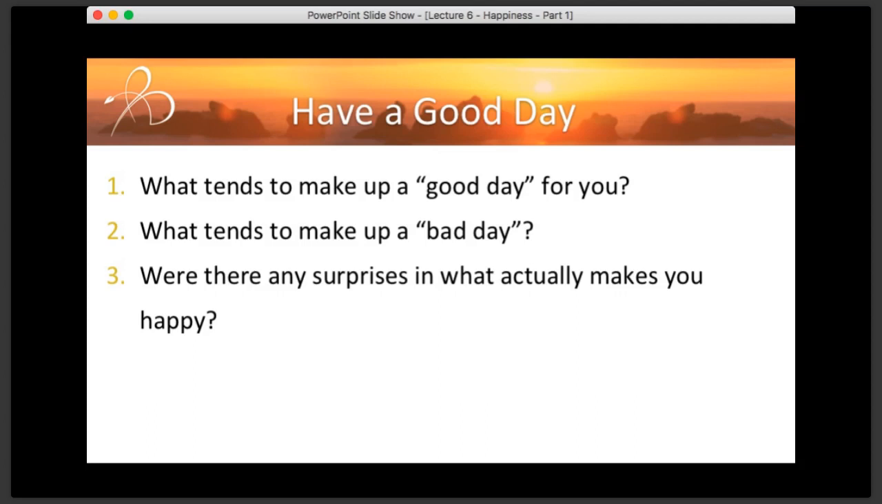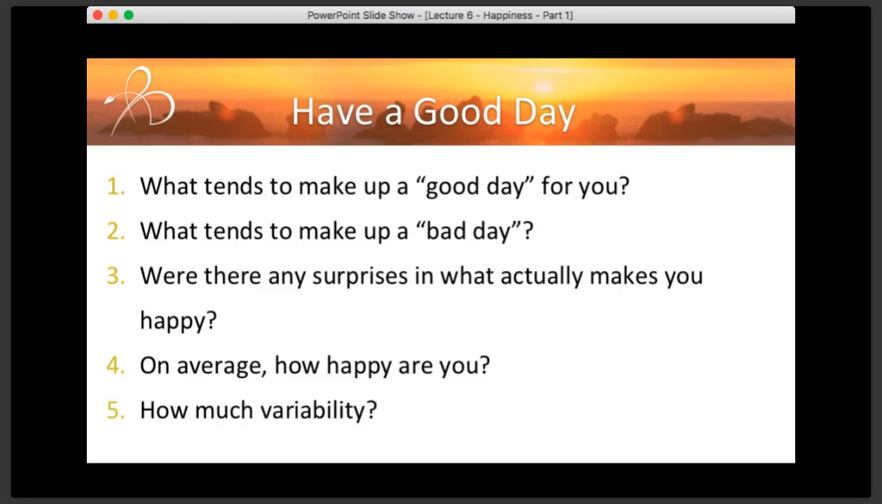So were there any surprises in what you found actually makes you happy that you didn't think would make you happy, or things that actually decreased your happiness, like sleeping in and playing video games, whatever the equivalent of that is for you, that you thought would make you happy but actually didn't? Next question is, if you just average up the number of ratings that you gave, what score do you have? What's your average level from 1 to 10? How happy are you on average? But of course, the average doesn't tell the whole story. There's also the issue of variability. Let's say your average is a 7, or let's say your average is a 3. Do you hover around that number very tightly, or is there a lot more variability?